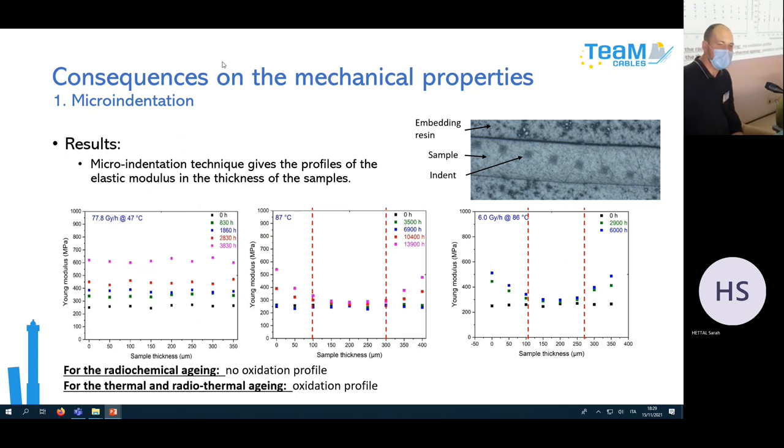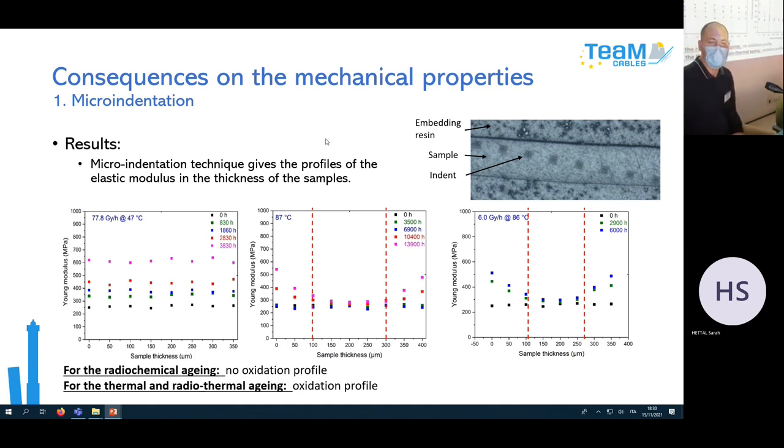By doing so, we try to look at different aging conditions and look at the thickness of the different films. Here on the right, in this picture, you see the embedding resin surrounding the sample and the technique that we use in order to have well-defined separation between the measurements. So we shifted not only in this direction, but also in this direction in order to be able to probe the mechanical property throughout the thickness. And we observe different profiles throughout the thickness.